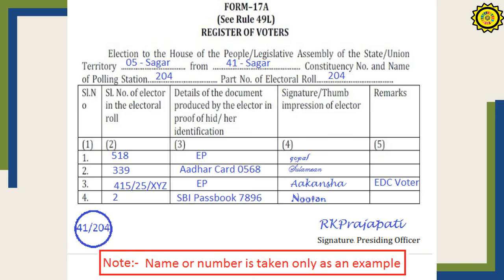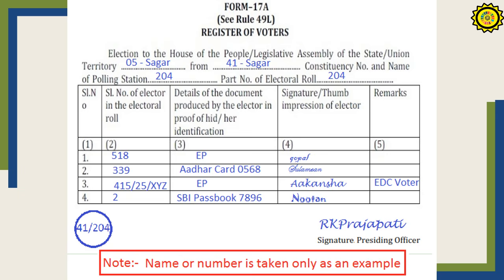In the case of electors voting on the basis of EPIC card, it is sufficient that the letters EP are mentioned in column 3. If any other authorized document is used, then the last 4 digits of the ID used to vote shall be written. For example, as you are seeing, the first voter has used EPIC card, so EP is written. The second voter has used Aadhaar card for authentication, so Aadhaar and the last 4 digits of that card are written. The third elector has used EDC, so his or her name will be entered in the last of the marked copy of the electoral roll. The fourth has used an SBI passbook, so the last 4 digits of the account number are written.